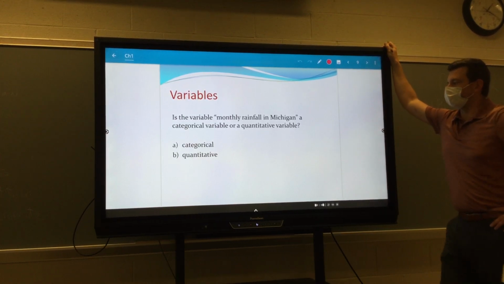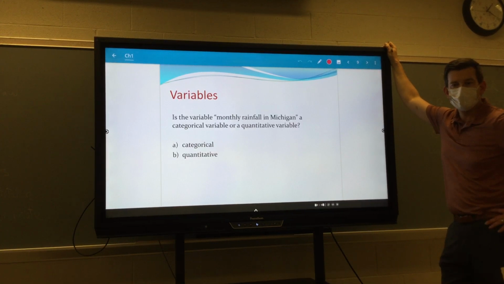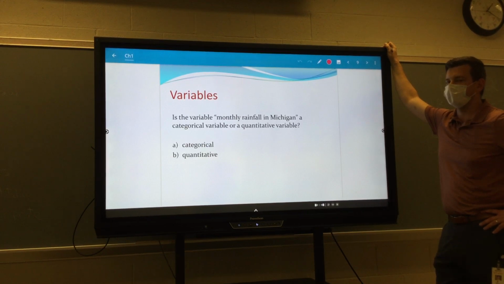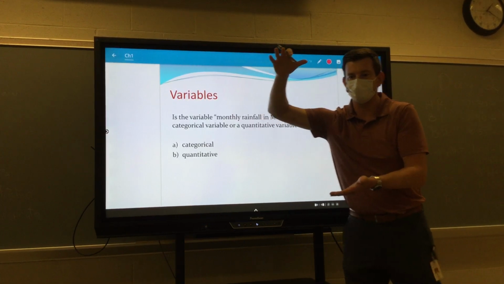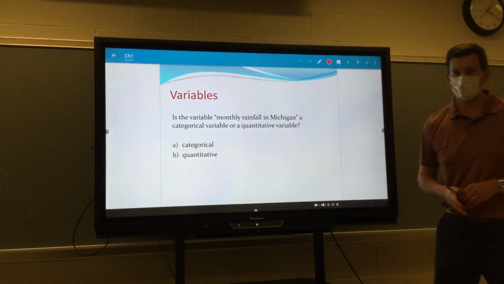Is the variable monthly rainfall in Michigan a categorical or a quantitative variable? Categorical. Because you're measuring this. Quantitative. It'd be quantitative. How much rainfall do you get? Is there 12 inches of rain? That would be a quantitative variable.